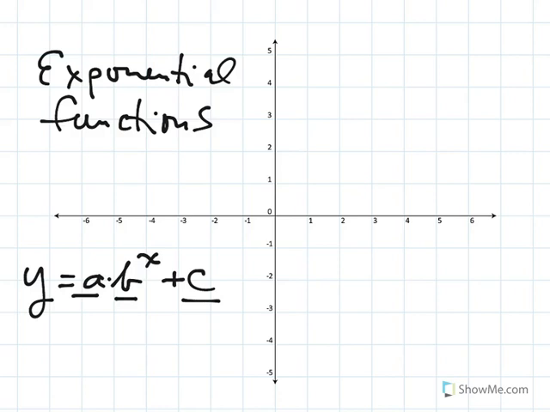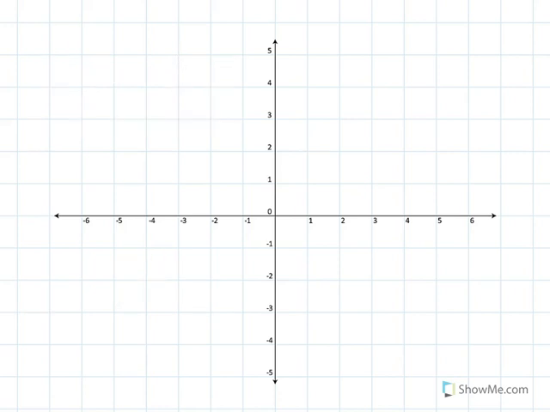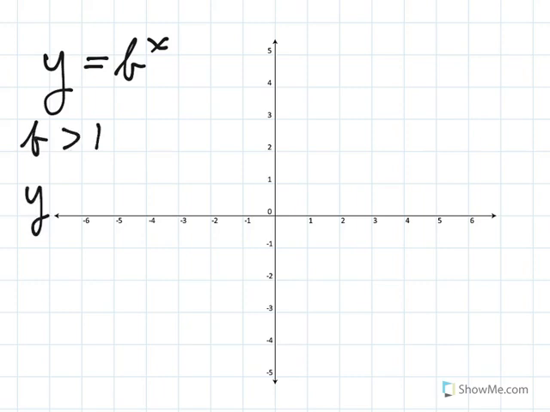So I'm going to first look at ones that don't have an a or a c, but just things of the form y equals b to the x power. The graph of this depends on whether b is greater than 1 or whether b is between 0 and 1. So I'll start with b greater than 1. The easiest example is y equals 2 to the x power.